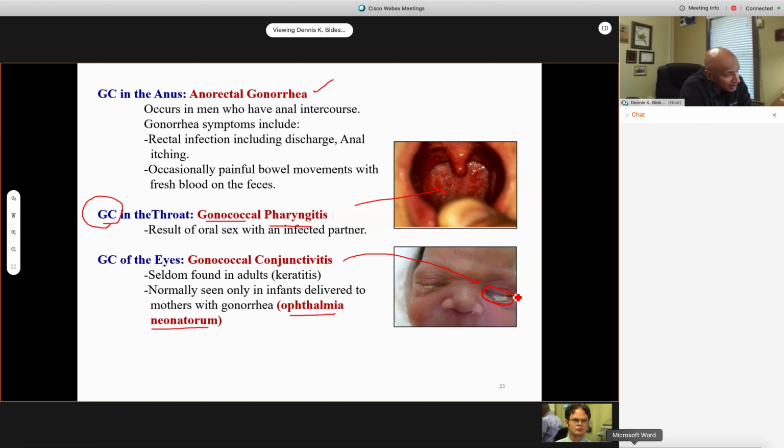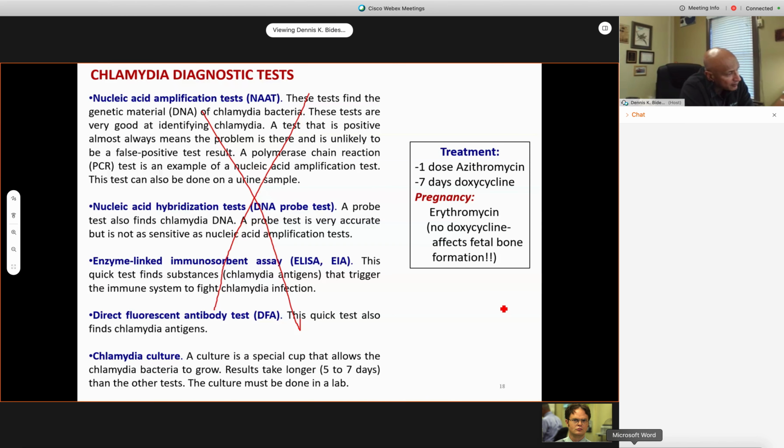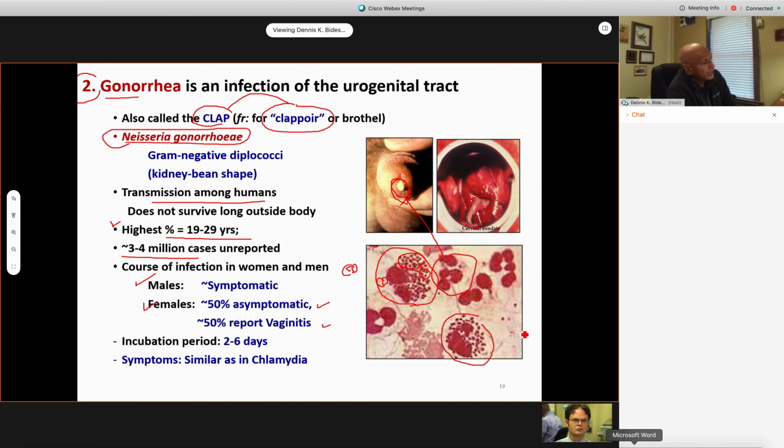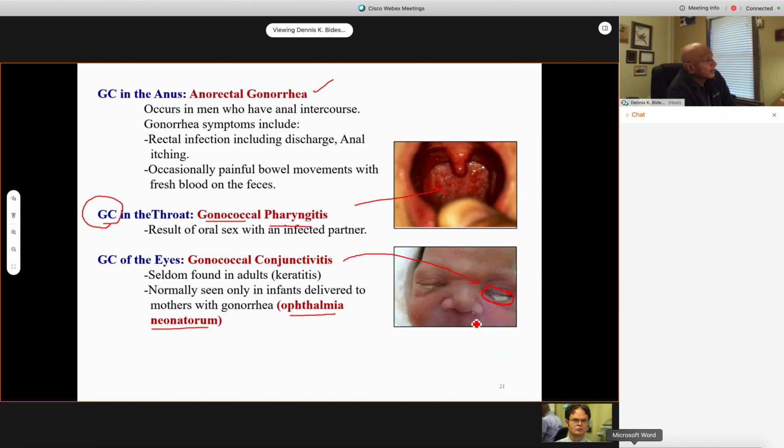Now notice, take a look again at the symptoms. That's what I'm showing you. This is gonorrhea. And what we see back here, this is chlamydia. All right, so we see very different symptoms. All right, different discharges.